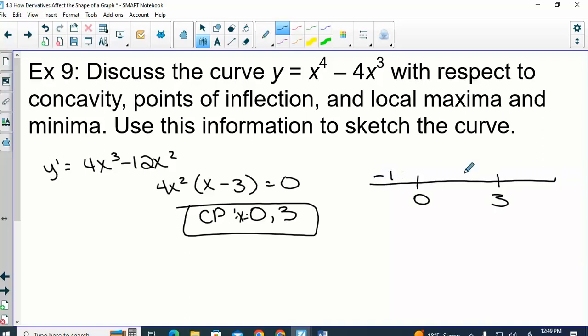Negative 1, in between 1, bigger 4. If you put in negative 1, negative 1 squared is positive, negative 1 minus 3 is negative. So that section is negative, right? Positive times a negative. Oh, I thought negative 1 minus 3 was negative. It is.